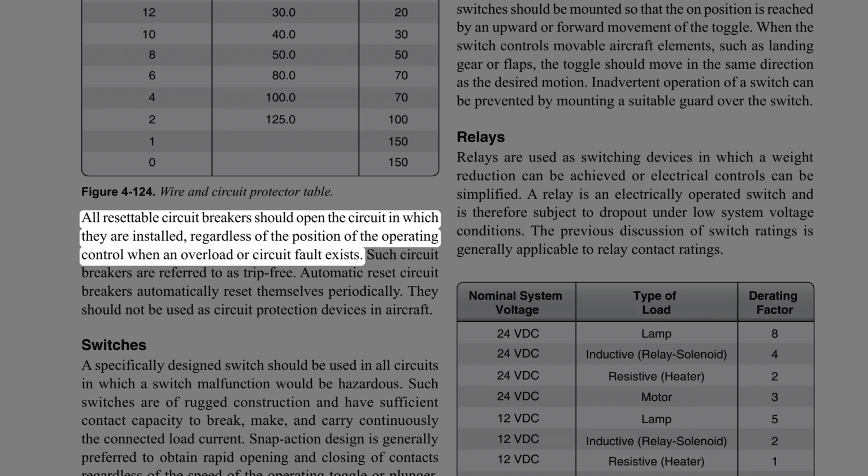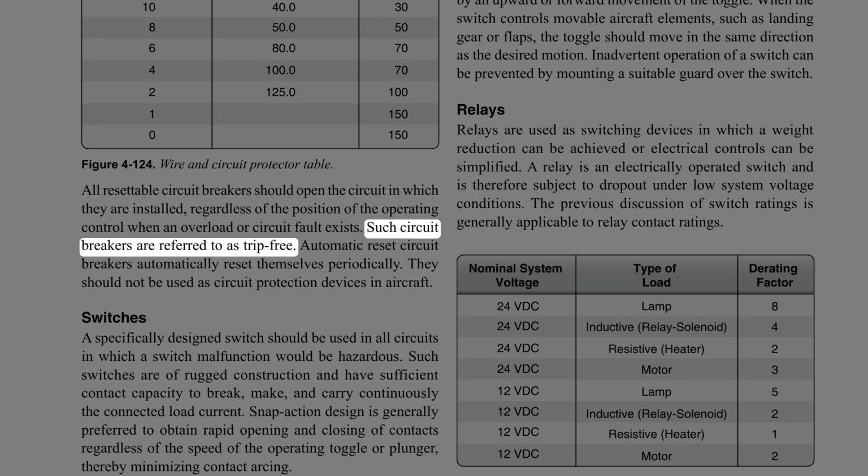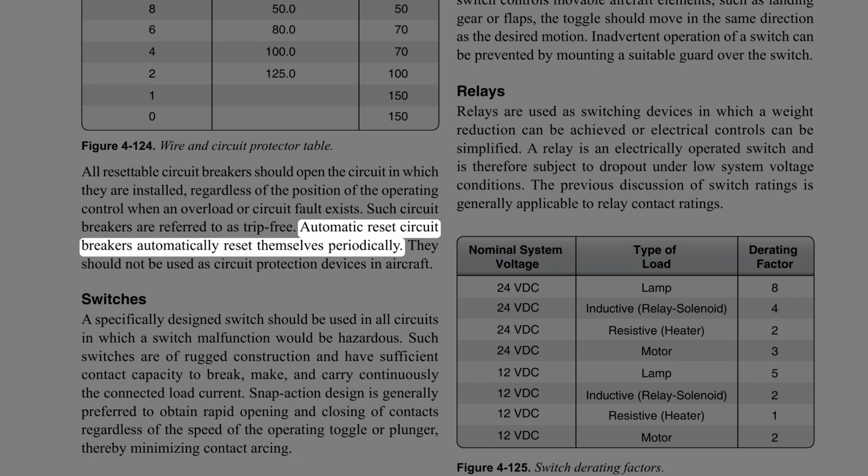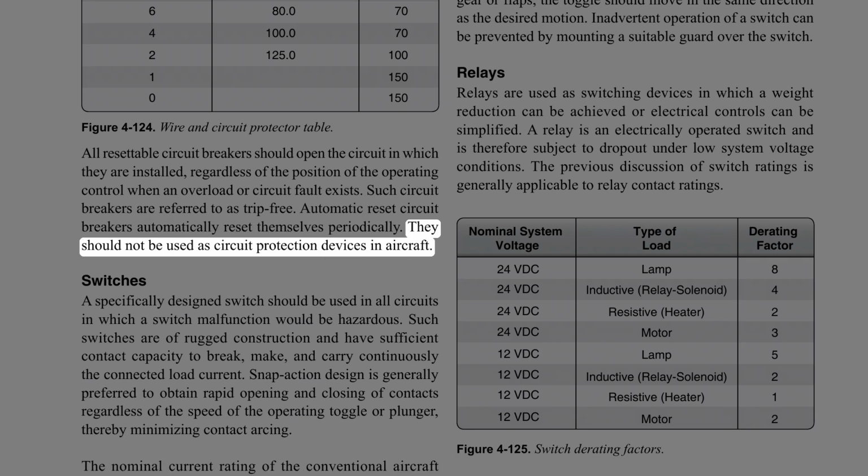All resettable circuit breakers should open the circuit in which they are installed, regardless of the position of the operating control, when an overload or circuit fault exists. Such circuit breakers are referred to as trip-free. Automatic reset circuit breakers automatically reset themselves periodically. They should not be used as circuit protection devices in aircraft.